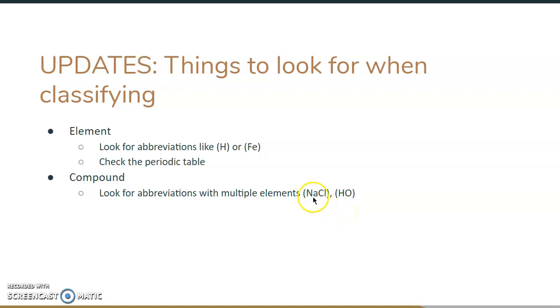The abbreviation NaCl has the capital letters N and C. So Na is the element sodium and Cl is the element chlorine. So those are 2 separate elements coming together to make a compound.